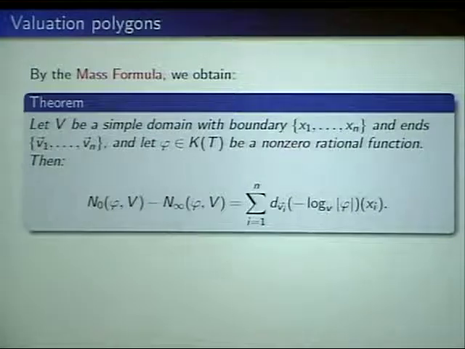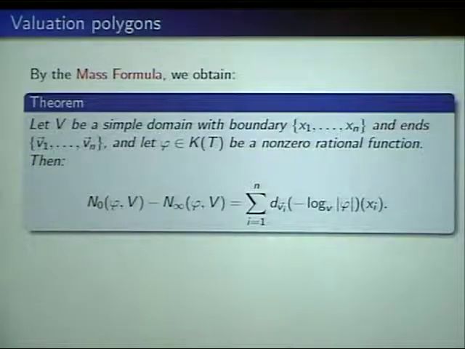What are we taking derivatives of? We have minus log absolute value phi, just at these boundary points xi and in the direction vi of this end. So we have the simple domain. We have these finitely many tangent directions. We're taking the derivatives of this function in those directions, adding them up, and the claim is that's the number of zeros minus the number of poles.